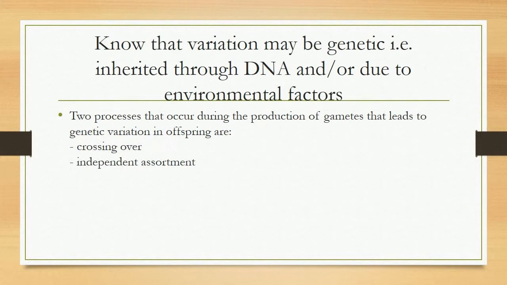Know that variation may be genetic, that is, inherited through DNA, and/or due to environmental factors. Two processes that occur during the production of gametes that lead to genetic variation in offspring are crossing over and independent assortment.